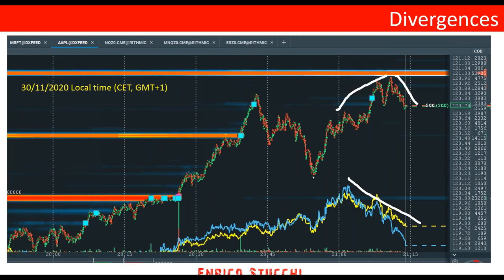Okay, here we have an interesting divergence. This is Apple rising, while for instance here Microsoft and Nasdaq are decreasing. So the correlation sometimes disappears and you have to pay attention to that.